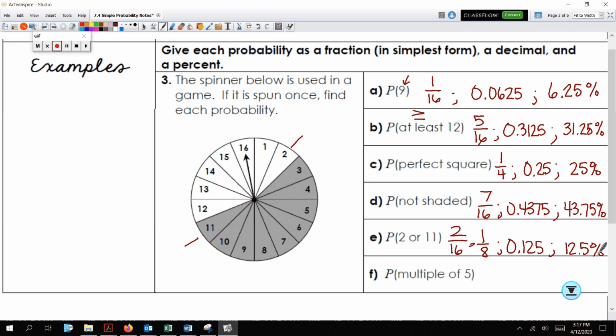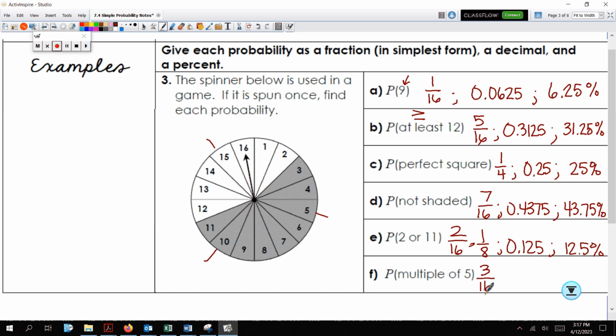Fabulous! All right, one more example here with this spinner. It says, what's the probability that it is a multiple of 5? Multiples are things that go up. 5 times 1 is 5. That's 1. 5 times 2 is 10. 5 times 3 is 15. That's it. I only have 3 multiples of 5 in this spinner, so 3 out of 16.